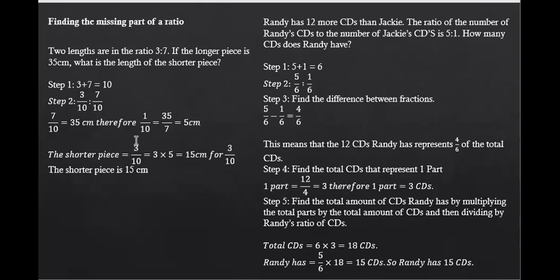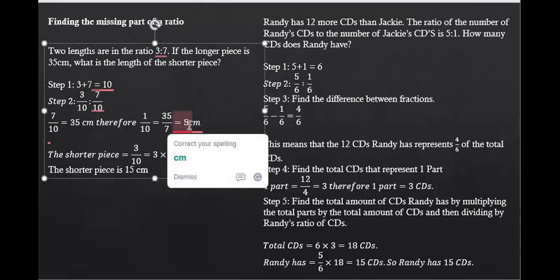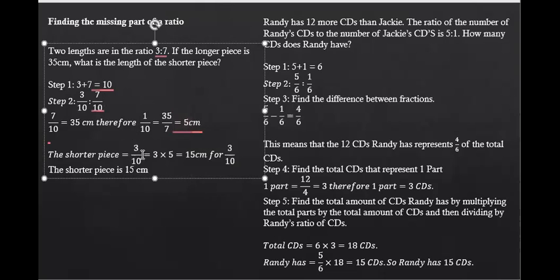The shorter piece is 3/10 because the longer piece is the 7/10 here. And they told us it's 35 centimeters, right? The shorter piece is 3/10. We know 1/10 is 5 centimeters. So one portion is 5 centimeters. So it will be 3 multiplied by 5. So that'll be 15 centimeters. So the shorter piece is 15 centimeters.